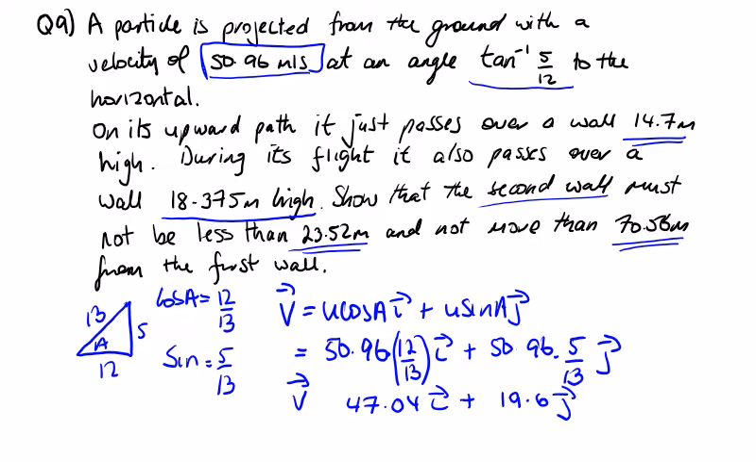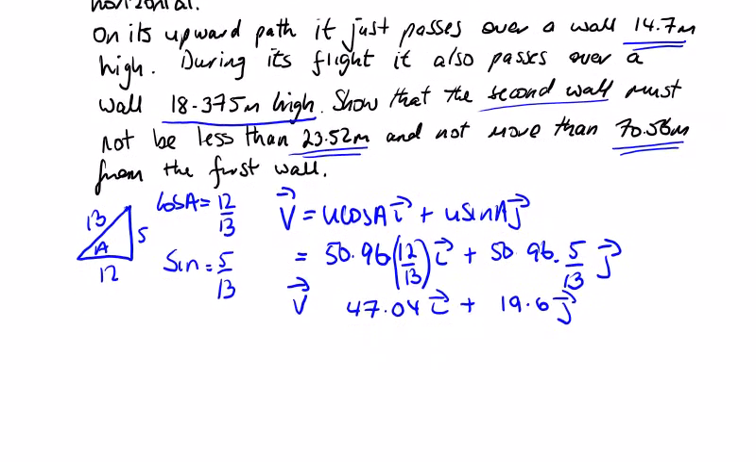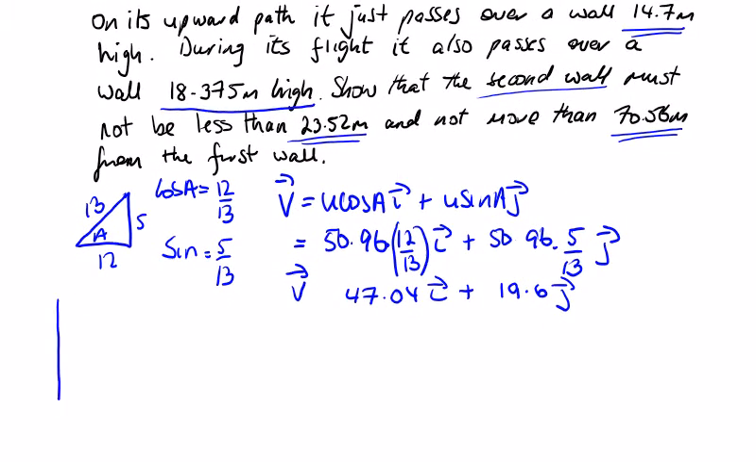Now a diagram is going to be important. Okay, let's sketch a diagram. On its upward path, it just passes over a wall 14.7 meters. Right, well, we know the diagrams are all the same shape.